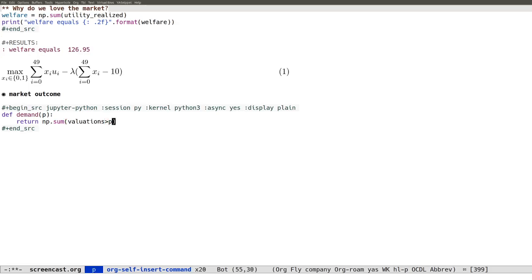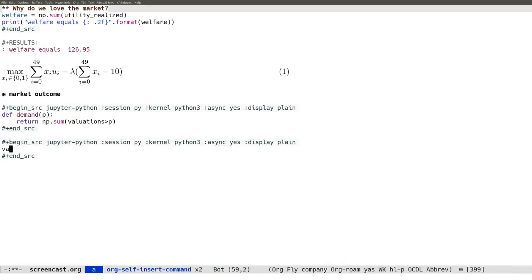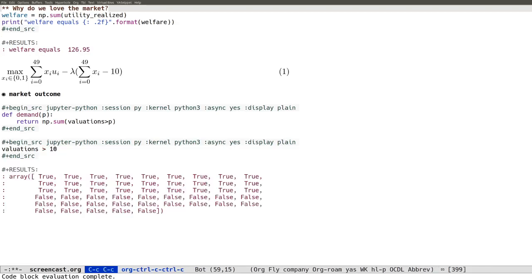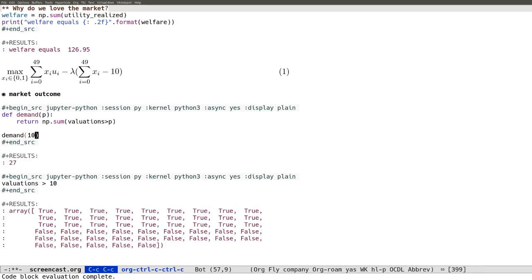Yeah, so this part, valuations bigger than P, is actually a Boolean function. I can illustrate that. So we get valuations bigger than 10. Yeah, so that will give me an array of trues and falses, whether this condition is true or not. And within Python, these trues and falses are represented as zeros and ones. So if I sum them, I get the number of people who have a valuation bigger than P. Yeah, so if I define demand in this way, then we can check at the price of 10 what demand would be, and in that case there would be a demand of 27.